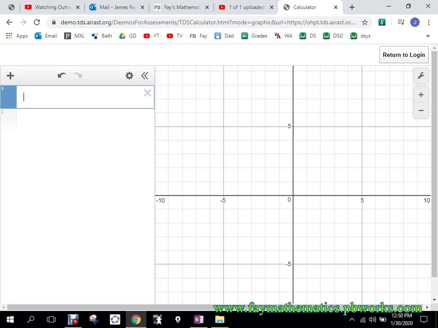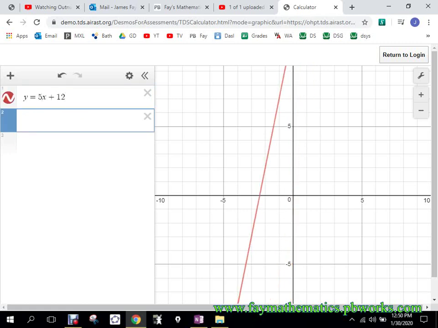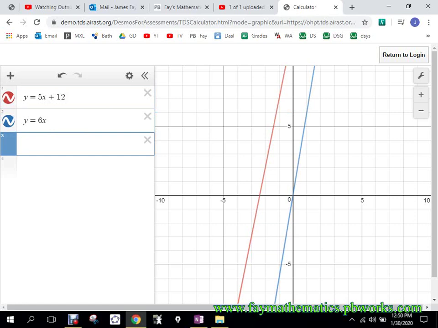So, when we have access to this, we can just type in y equals 5x plus 12. That was one equation, right? The other one was y equals 6x. There's my other one. Okay.